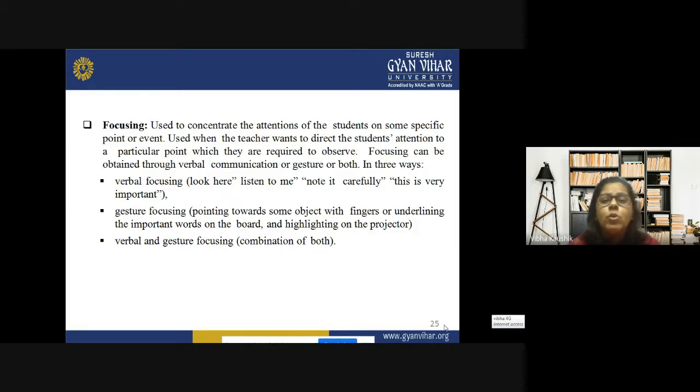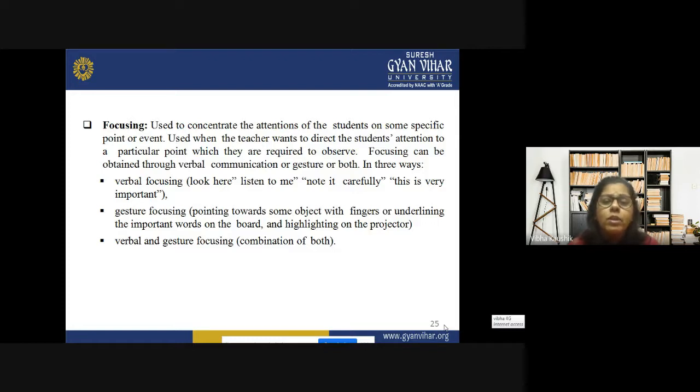Focusing is used to concentrate the attention of the students on some specific points or events. Used when the teacher wants to direct the students' attention to a particular point which they are required to observe. Focusing can be obtained through verbal communication or gestures or both, in three ways.